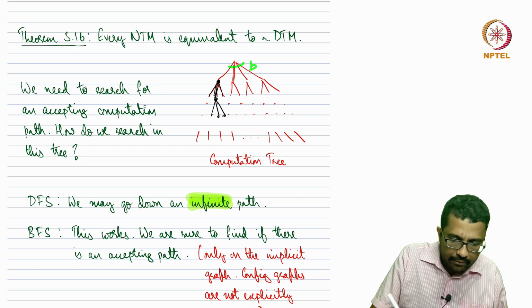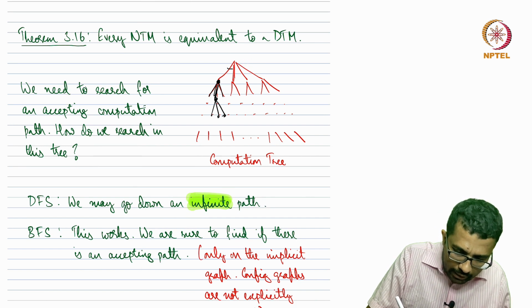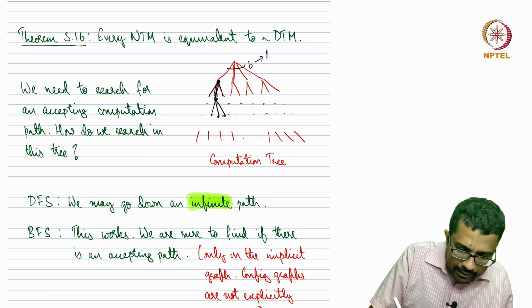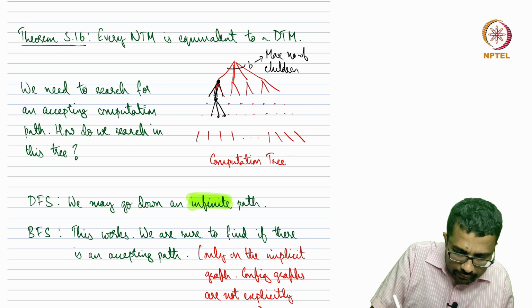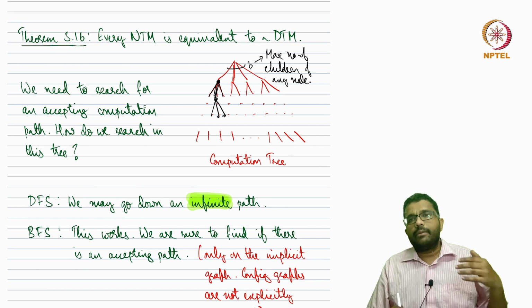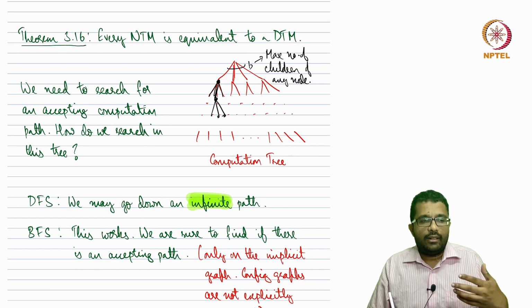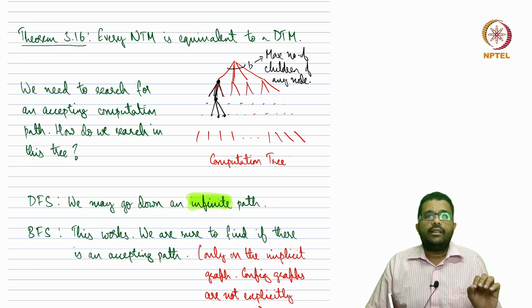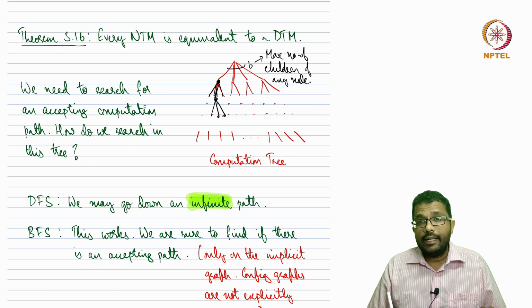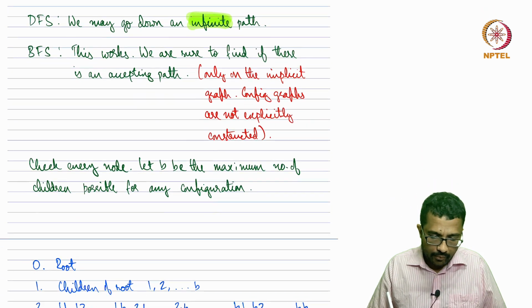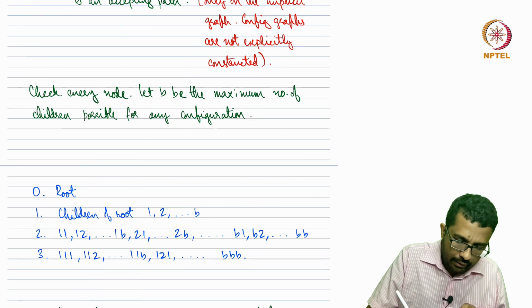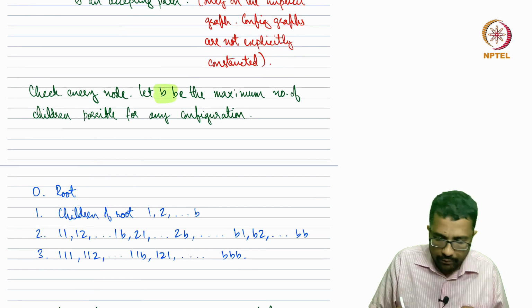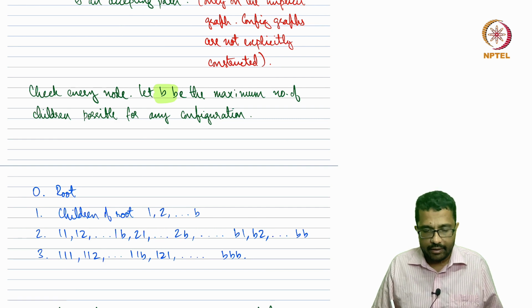Let B be the branching factor, which is the max number of children of any node. In other words, it's the maximum number of successor configurations that follows any given configuration. So this is entirely dependent on the Turing machine alone and is independent of the input that is given. So let B be the maximum number of children possible for any configuration.